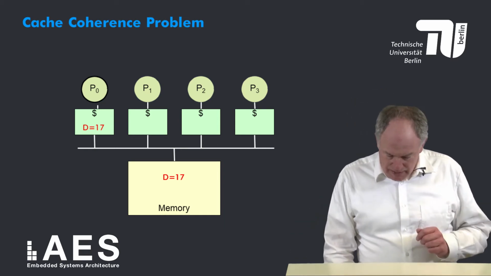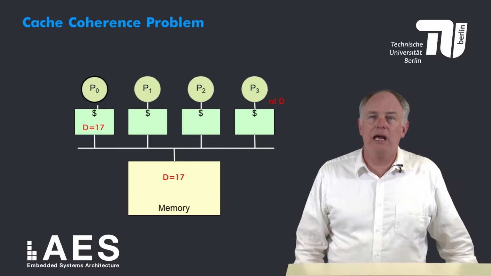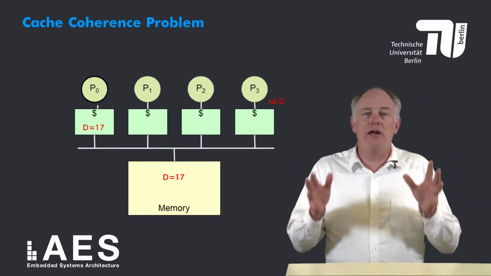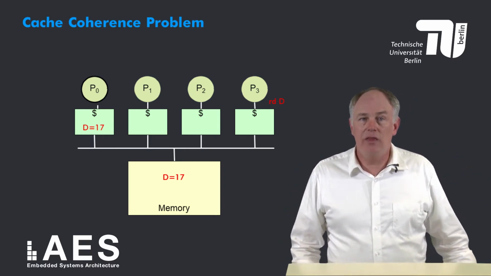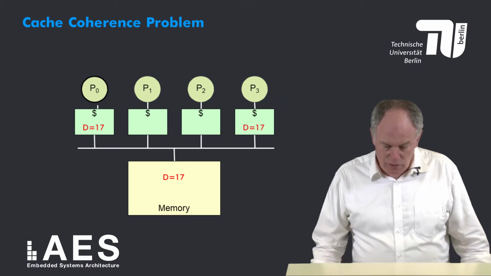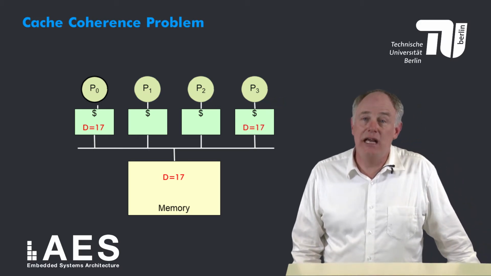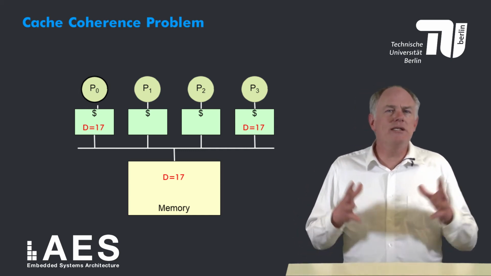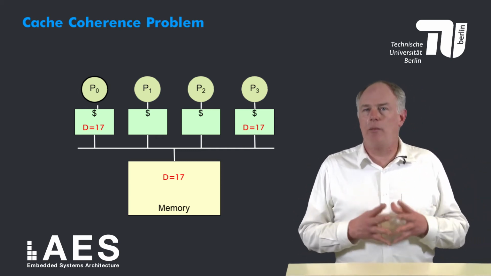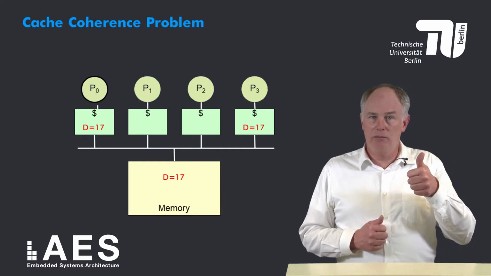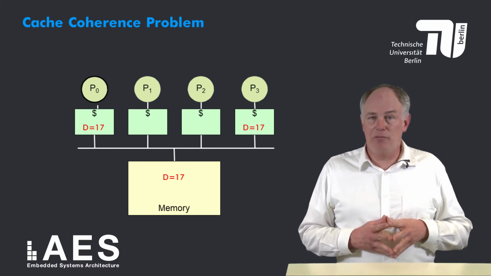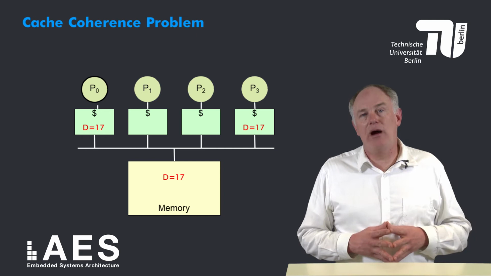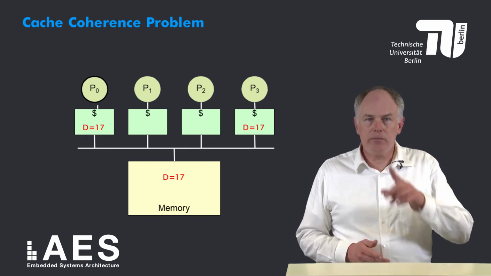Now processor P3 also reads D. D is also not in the private cache of P3, therefore it also fetches D from memory into its private cache. Notice now that there are 3 copies of D. One in memory, one in the private cache of P0, and one in the private cache of P3.